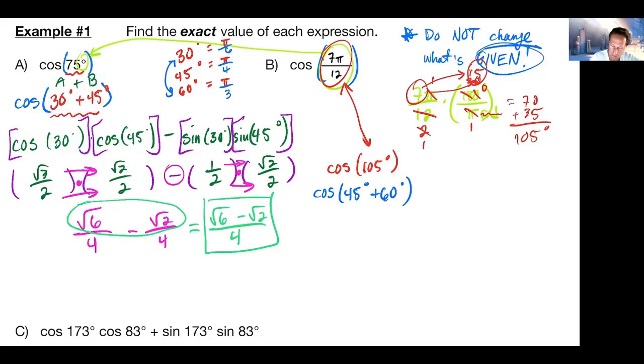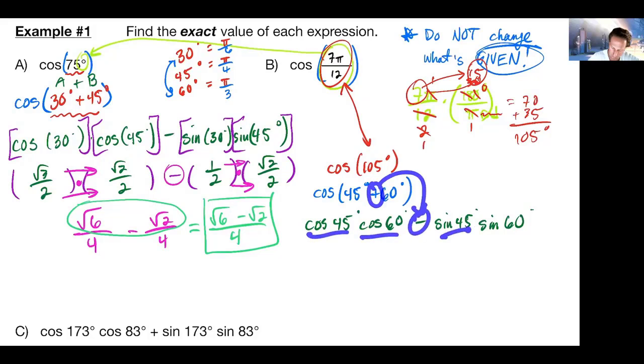So remember, you cannot change what's given. And we did not. We just simply changed the look of it so that we can now evaluate and get our next step, which would be cosine of A, cosine of B minus the sine of A times the sine of B. All right. Once you have that, then we are tasked with evaluating each one of these 4 values, which again, if you took my advice and memorized, done.